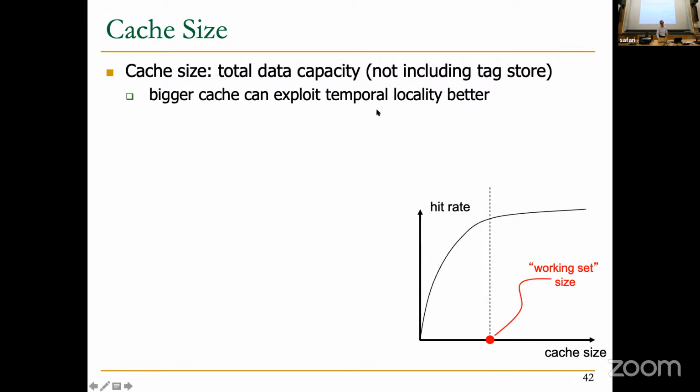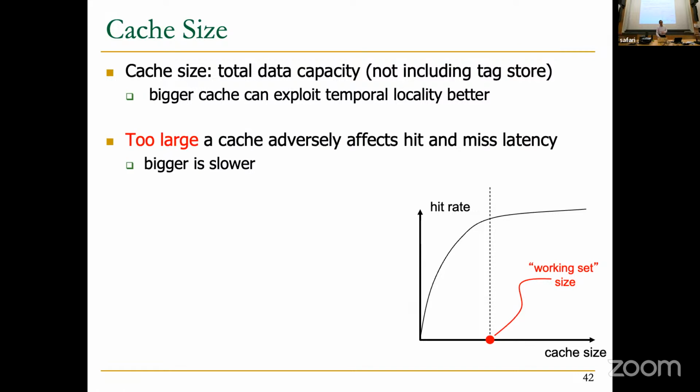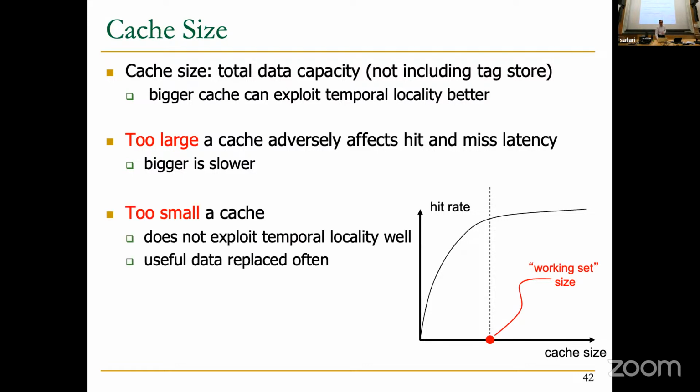But basically, if you have a larger cache, you can exploit temporal locality better. And this kind of shows that, right? As cache size increases, your hit rate increases, and you get diminishing returns at some point. Again, averaged across many workloads. Different workloads will behave differently, as I will show you soon. If you make the cache too large, clearly this affects the hit and miss latency adversely. Bigger is slower. We know that very well by now. If you make the cache too small, it does not exploit temporal locality very well. Useful data is replaced often, basically.